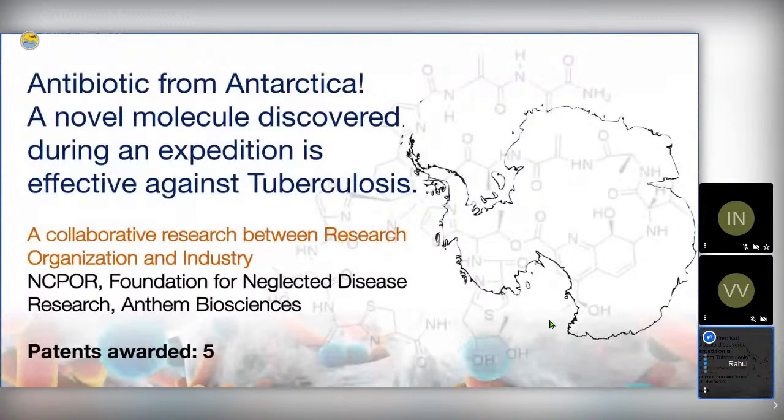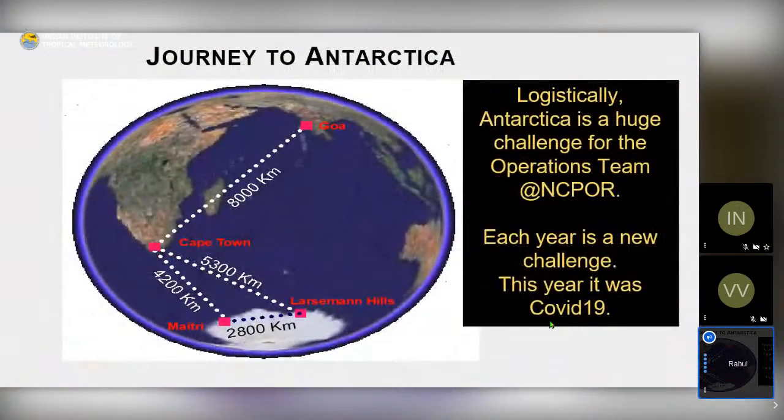Okay, this is another collaboration. This is something for the society. Antibiotics from Antarctica: a novel molecule has been discovered. So we are working with the Foundation for Neglected Diseases Research, FNDR, and Anthem Biosciences. We already have 5 patents, and we are into the animal trials. Because of COVID, it has got delayed. We hope that by mid next year, we'll be into the human trials and try to look at possible solutions for tuberculosis.